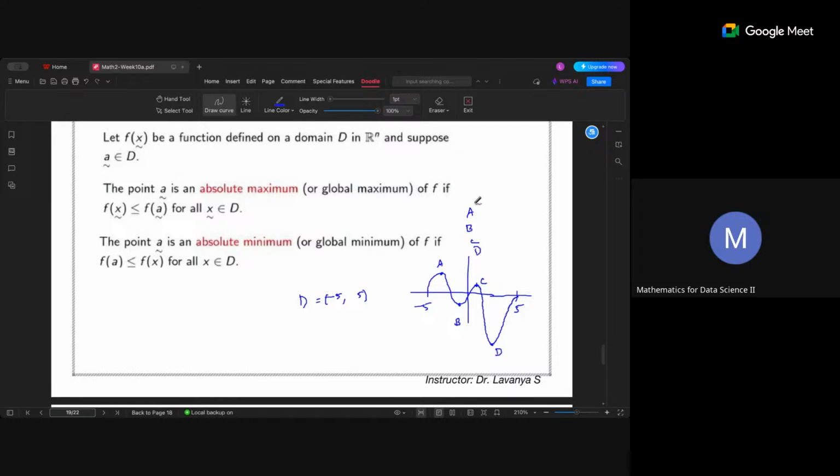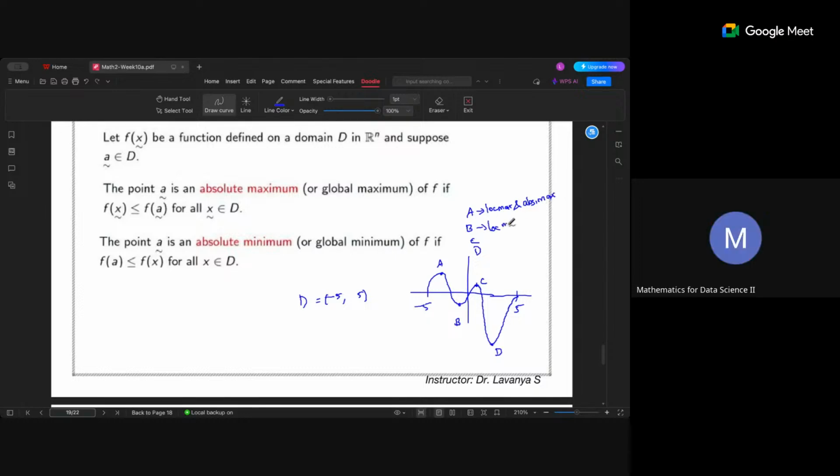What is A? Is it a local maxima or local minima? Local maxima. And is it also absolute? Yes, in the domain it is an absolute maximum as well. What about B? Local minima.